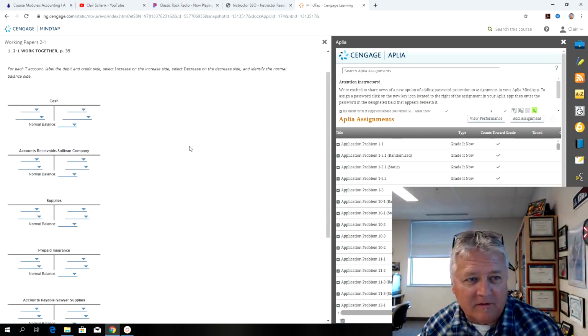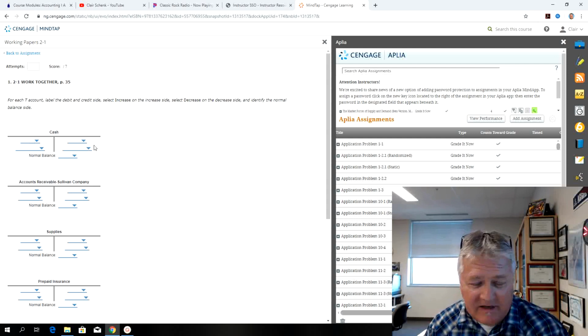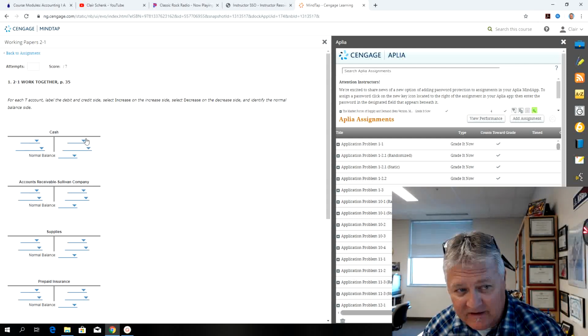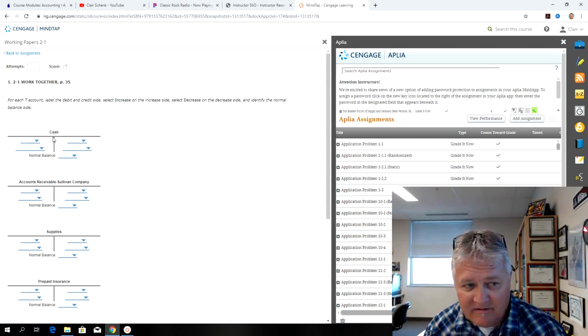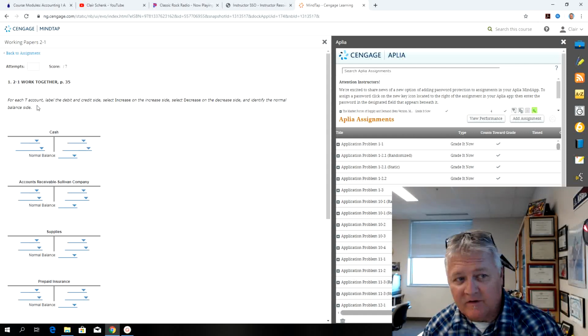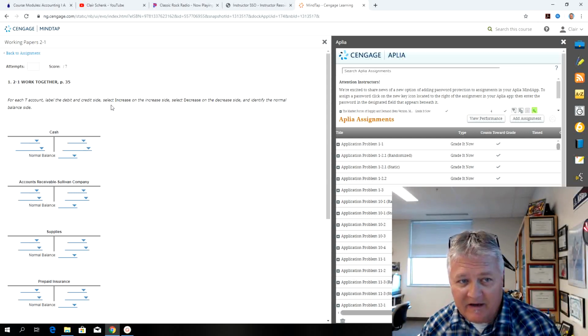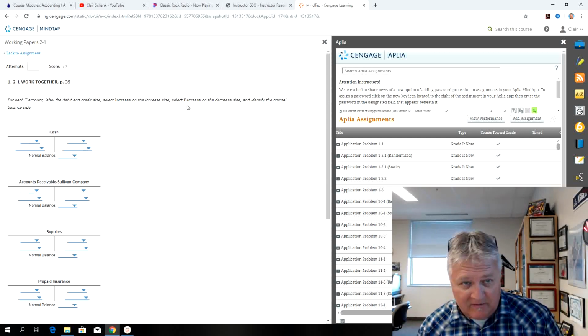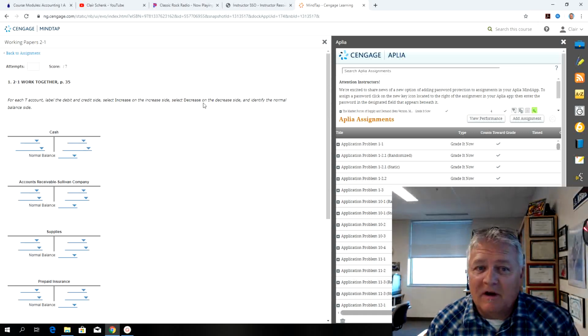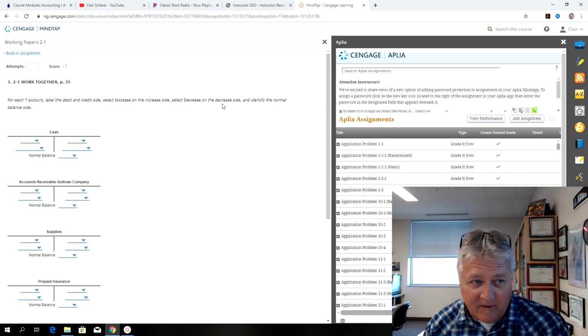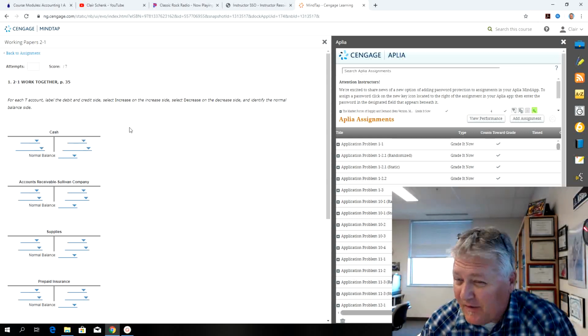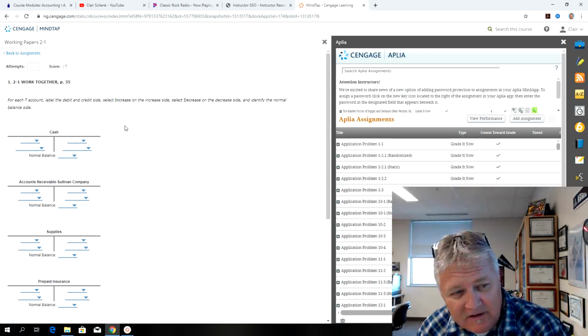And this will bring up T accounts, which is exactly what it is, a T, with a left side and a right side. And so we'll go ahead and do this. It says for each transaction, label a debit and a credit side, select increase or decrease on each side, and identify the normal balance. This is really simple. You just have to know the classifications, and then you can do it.